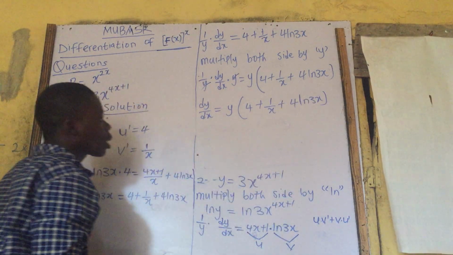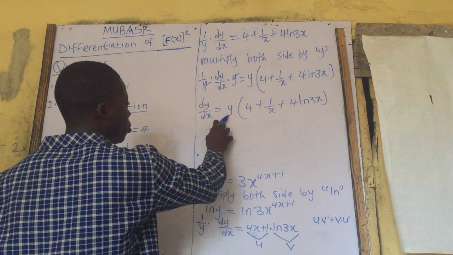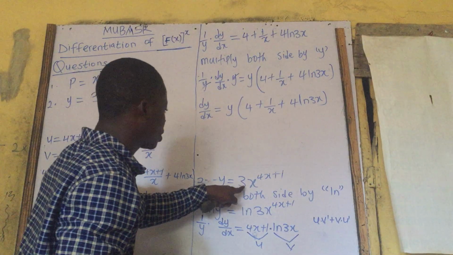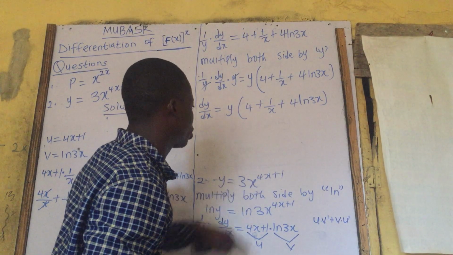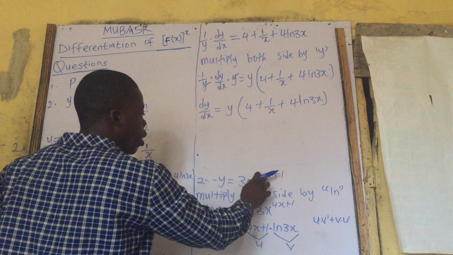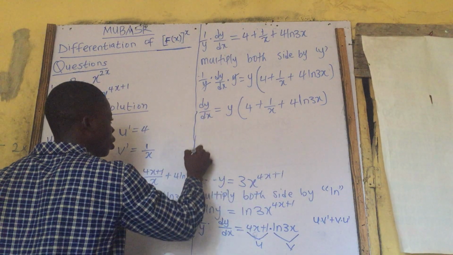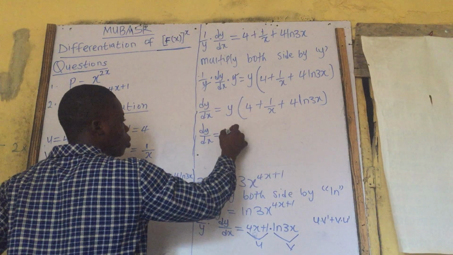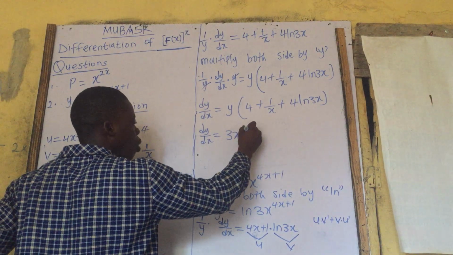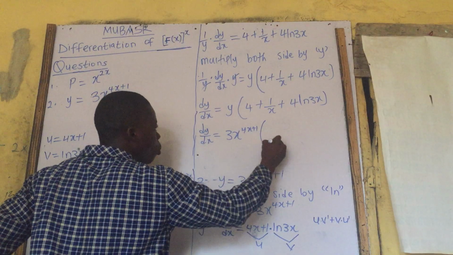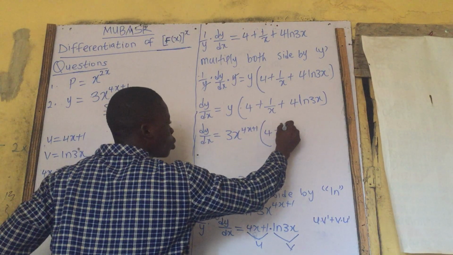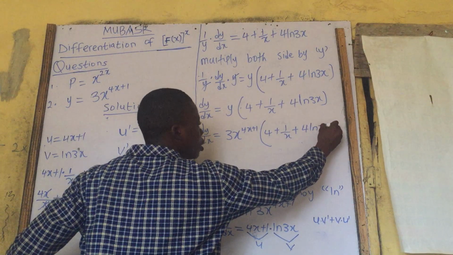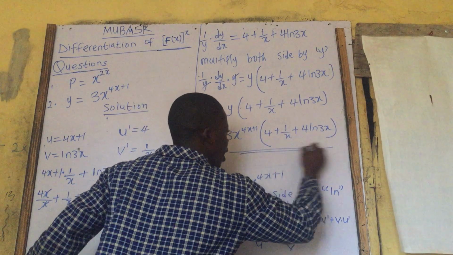But we cannot leave our answer like this. We cannot leave y like this. But y equals 3x raised to the power 4x plus 1. By substituting into it, dy over dx now equals what? What is our y equal to? 3x raised to the power 4x plus 1, close bracket, open bracket 4 plus 1 over x plus 4 multiplied by natural logarithm 3x close bracket. This is our final answer.